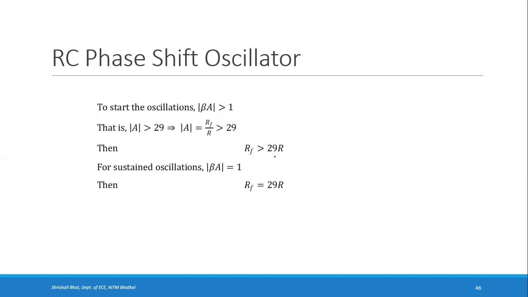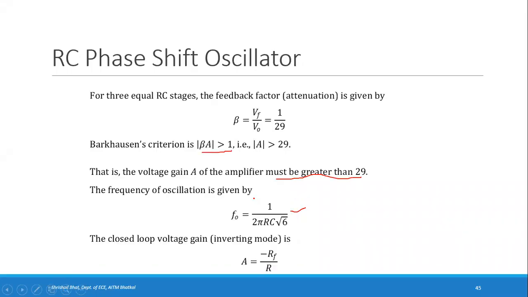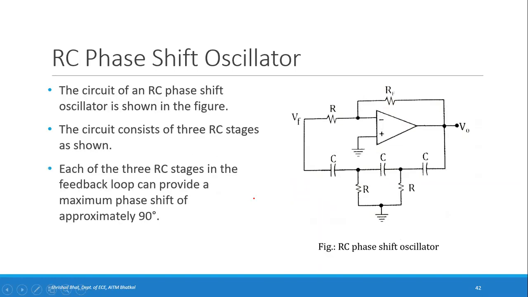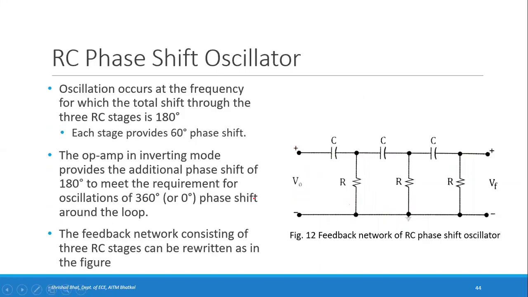For sustained oscillations, beta is equal to 1, right? That means RF should be equal to 29 times of R. We can take this equation, assume certain value of R and get the value of RF and solve the problem. Okay, so this is the way we can explain RC phase shift oscillator, the circuit of that, and the equations.